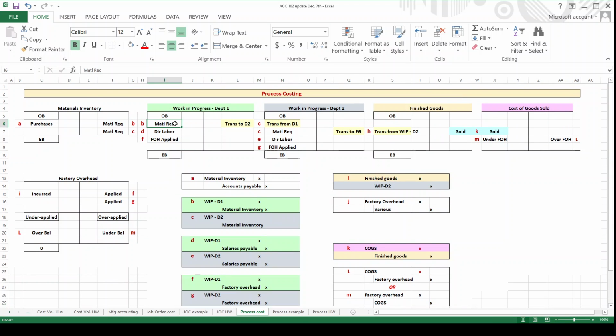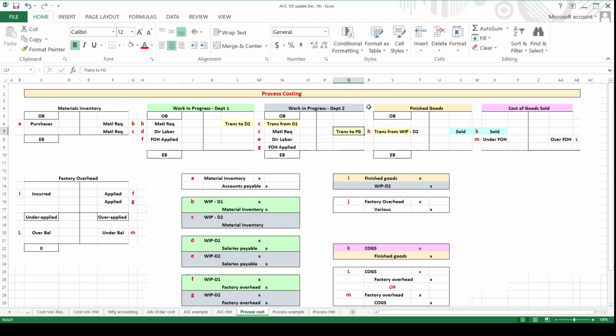So we are in department 1, we're adding material, labor, and overhead. And then when the product has reached a certain point, it gets transferred to the next department. That's department 2. So it'd be a debit to WIP 2 and a credit to WIP 1. And then in WIP 2, what do you do? You add some more materials, labor, and overhead. And then when you're done with WIP in department 2, we move it into finished goods. So we debit finished goods, the asset account, we credit WIP 2.